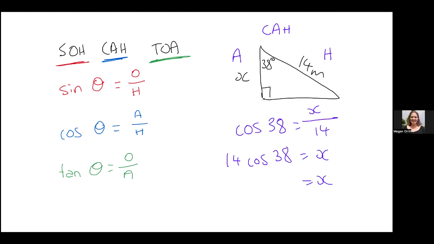How can you not bring a calculator to trig? You have to bring it every day. 11.03, and we're in meters.